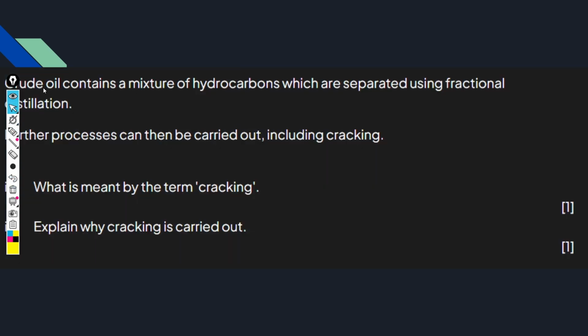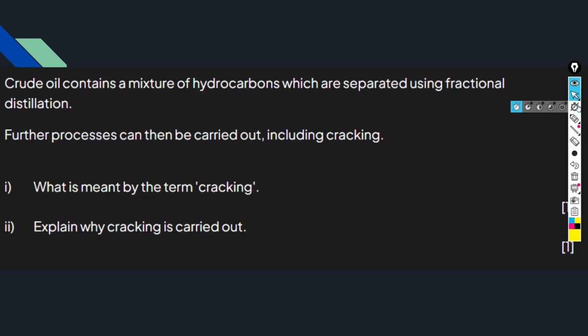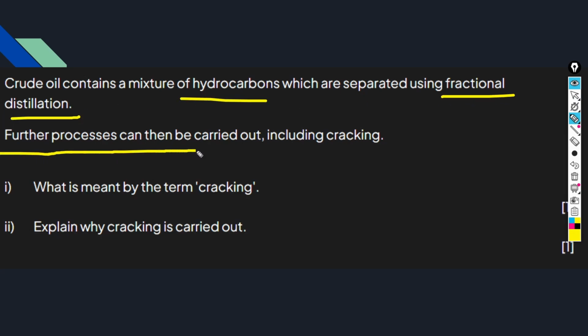And let's just do some practice questions now. Crude oil contains a mixture of hydrocarbons, and they're separated using fractional distillation, which you know. Further processes can be carried out, including cracking. What is meant by the term cracking? Cracking is a process of breaking down a large hydrocarbon into smaller hydrocarbons, which consist of alkanes and alkenes.